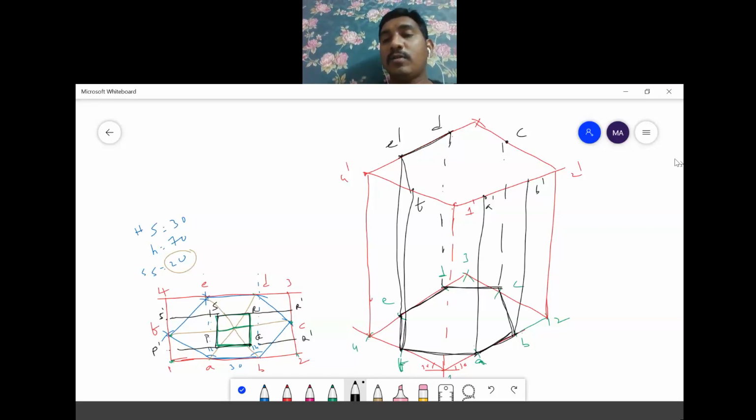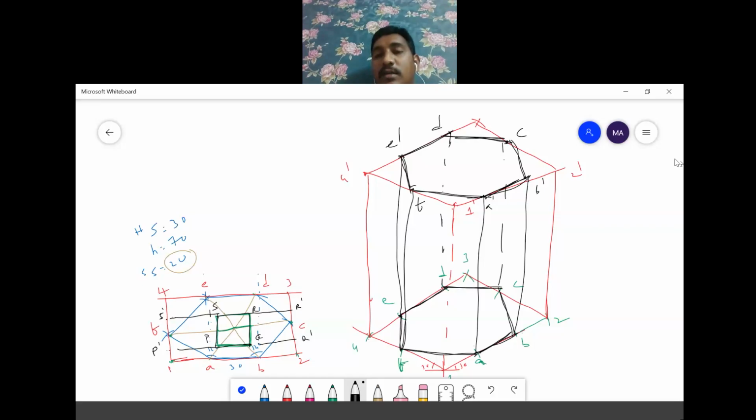Joining all these points, I will get a hexagonal prism. It will form a hexagonal prism. Is it clear? Okay, in this hexagonal prism, you have a square hole on it.